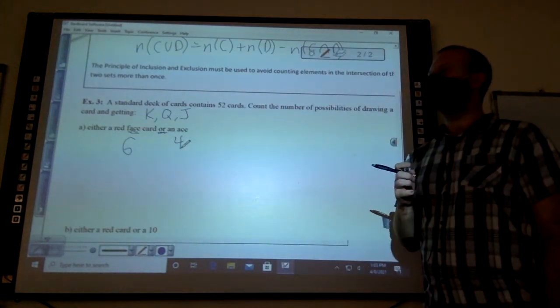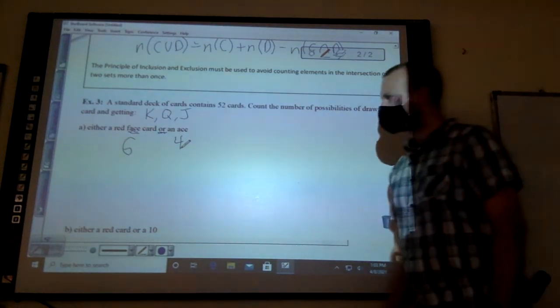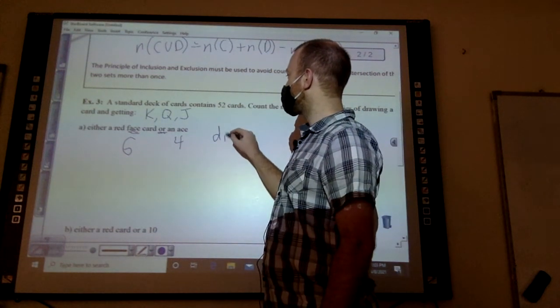For Monday, I'll try and find the formula sheet for you so you can see what the deck of cards is. So in this case, they're disjoint.